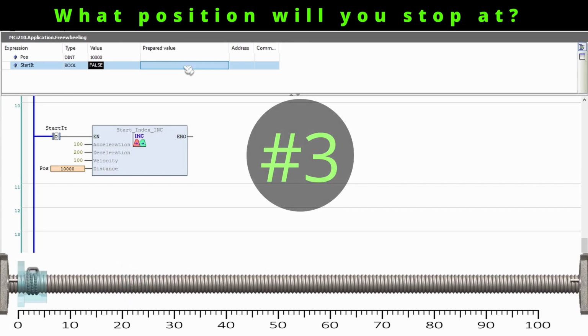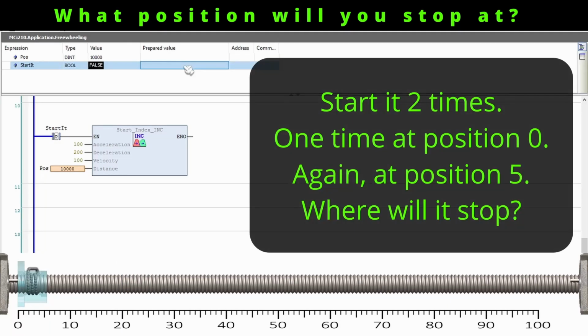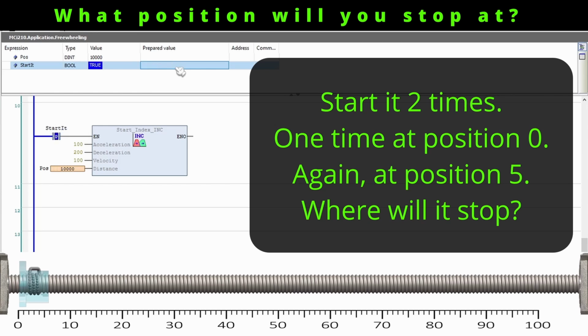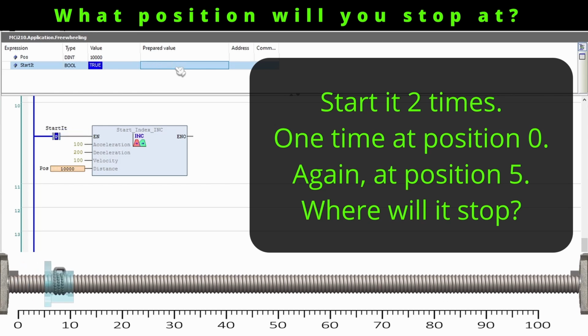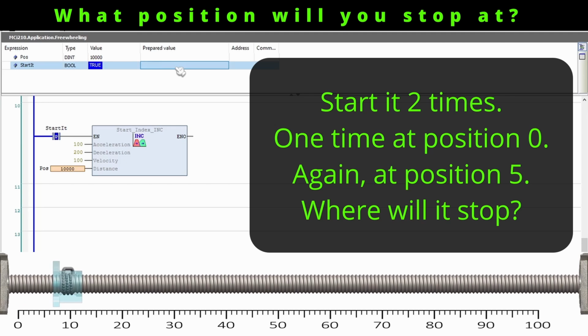All right, so we're at position 0, and what we're going to do is index to 10, just like we did, but at 5 inches, we're going to start it a second time. All right, so let's start it. So here's our starting it at 5 inches. Let's pause the video, and you tell me where you think this is going to go. Is it going to go to 10 inches? Is it going to go to 15 inches? Or is it going to go to 20 inches?